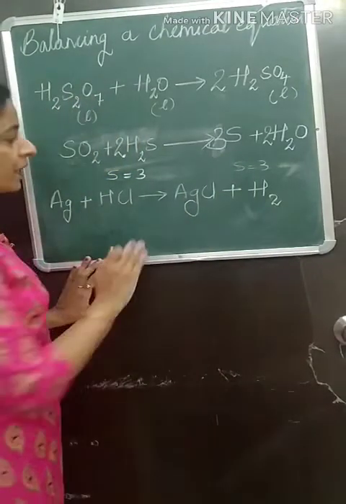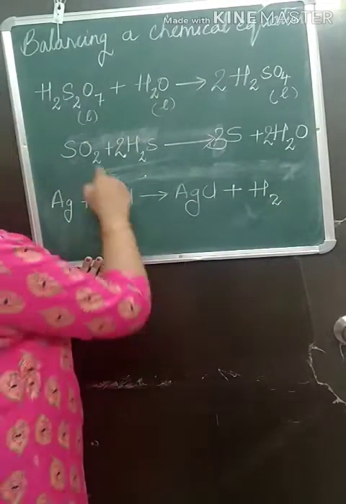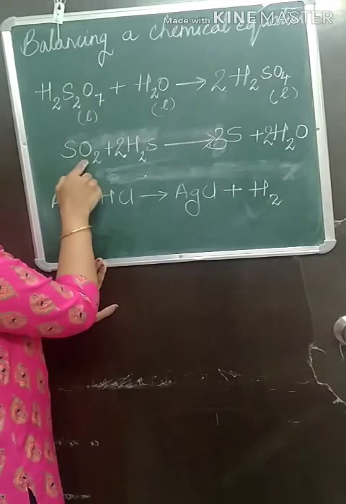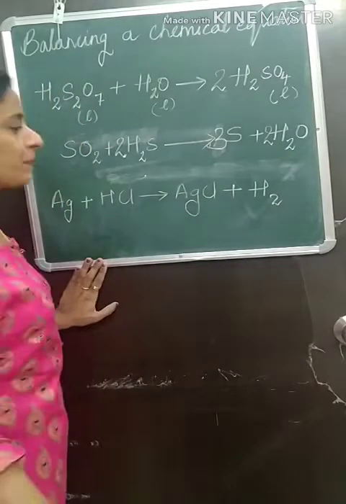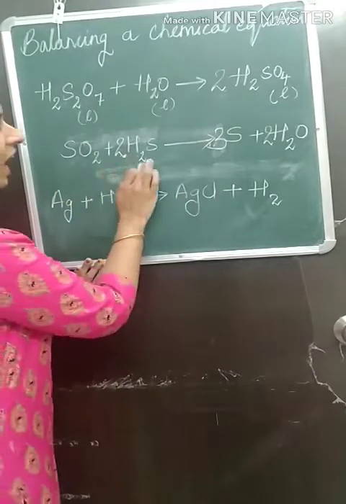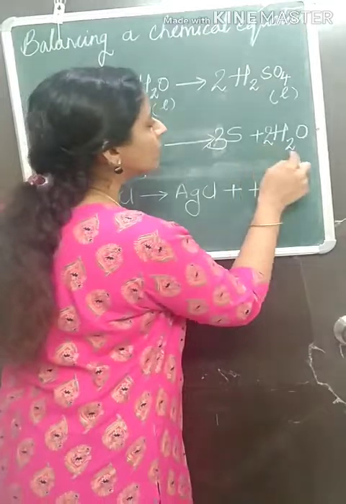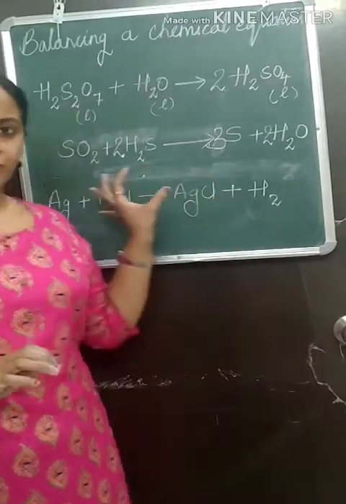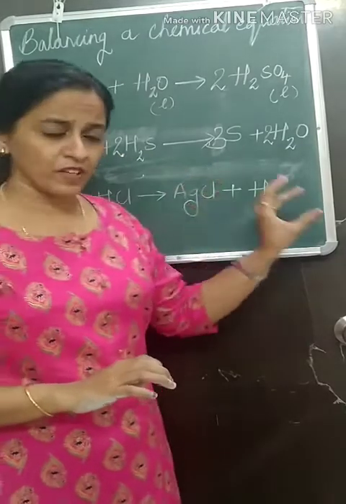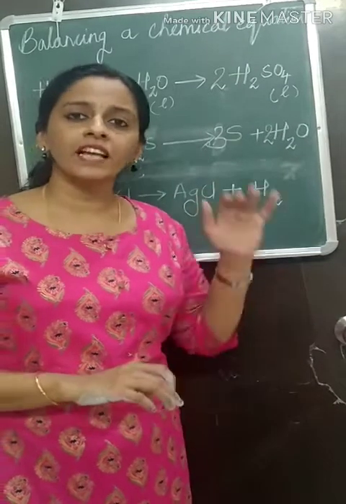Now sulfur is happy. After non-metal, again we will discuss about oxygen. Talk about oxygen. 2 oxygen, and here also 2 oxygen. Oxygen is happy. Last again we will check hydrogen. 2 2s are 4 hydrogen, and here 2 2s are 4 hydrogen. So all the atoms, equal number of atoms of each element. So here we call this a balanced chemical equation.